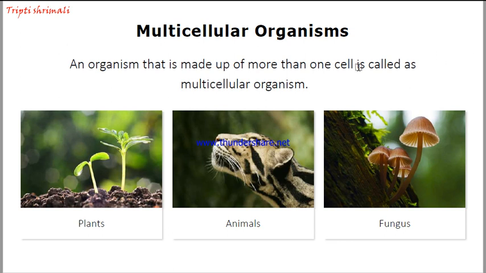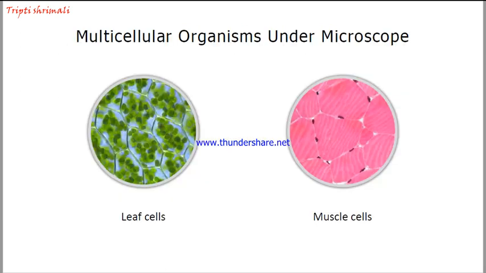And we see that in multicellular organisms, division of labor is present, as we find in plants, animals and of course the fungi. They are the examples of multicellular organisms.